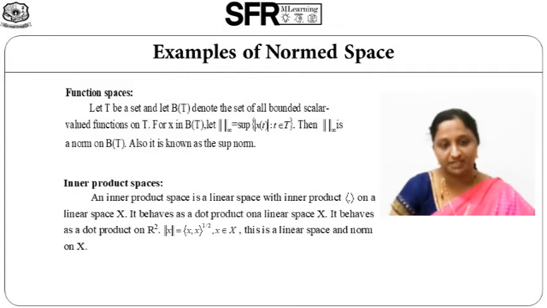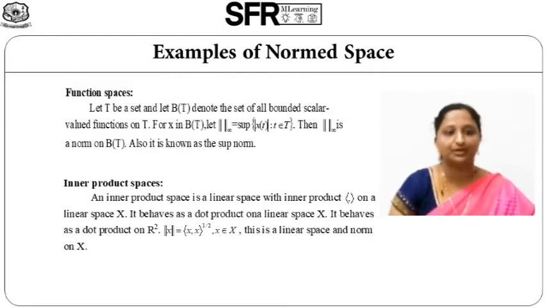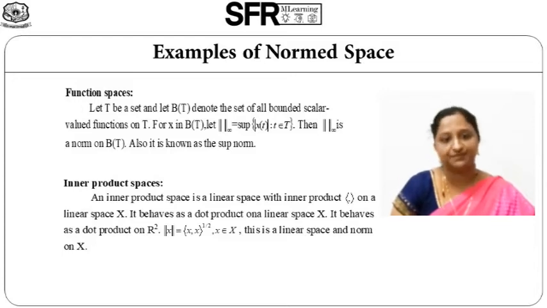The first one is function space. Let T be a set and let B of T denote the set of all bounded scalar valued functions on T. For x in B of T, let norm infinity be the supremum of modulus of x of t. The norm infinity is a norm on B of T. Also, it is known as the supremum norm.